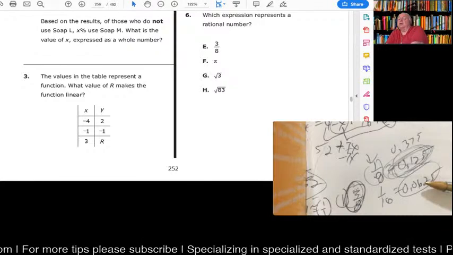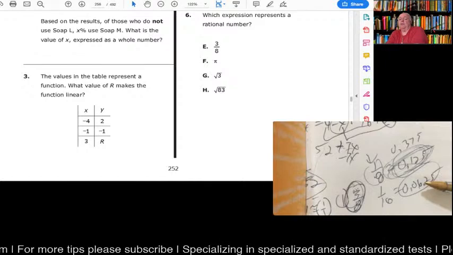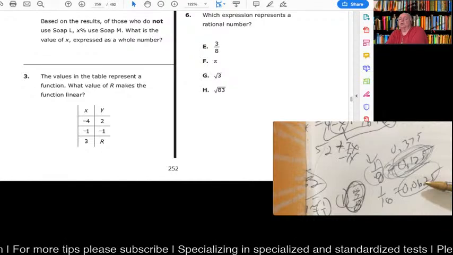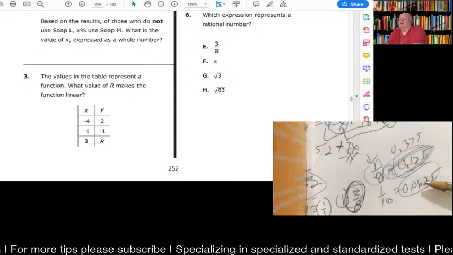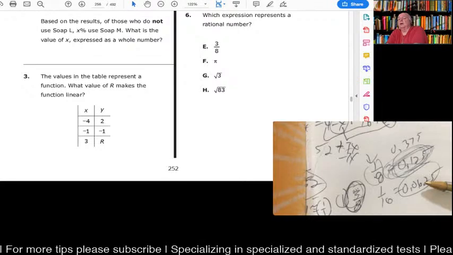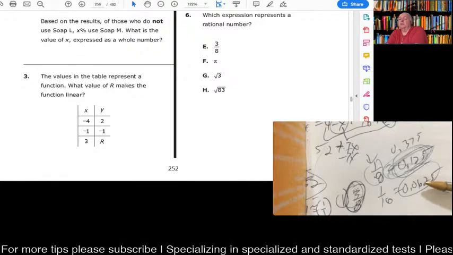Now, G could have been something like radical 4, the square root of 4, and the answer there is 2. So be careful here as you're doing these. It's not just because G and H look weird. It's because they don't have decimal equivalents that terminate or repeat. They just go on forever.